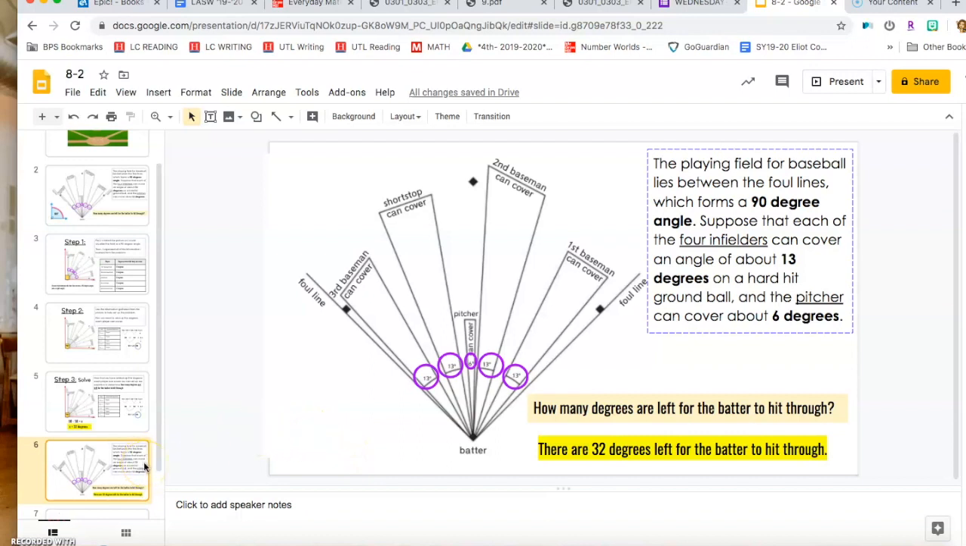That was just one way that we can solve a multi-step word problem using angles. Good luck on the rest of your work.